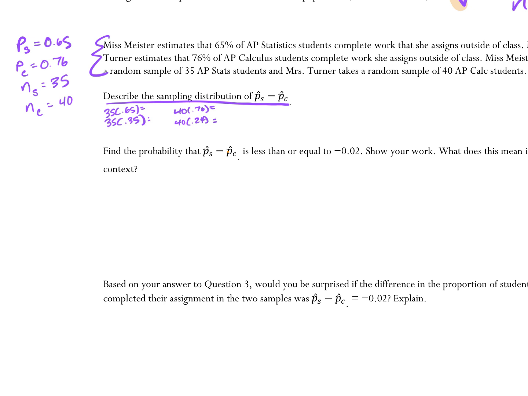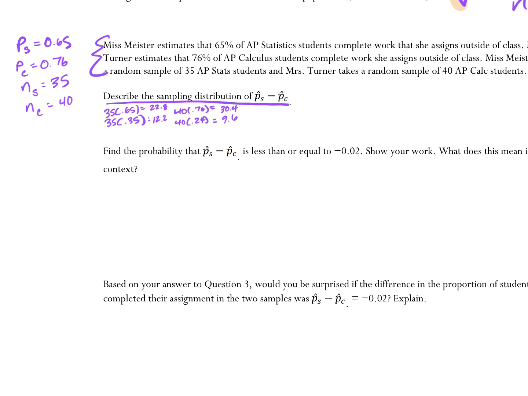I don't know what any of these answers are. 0.65 times 35 is 22.8, so that would make this 12.2, I think. Because they should add to 35. 0.76 times 40 is 30.4 and then 9.6. Uh-oh.